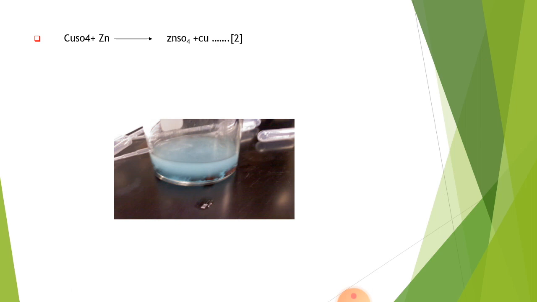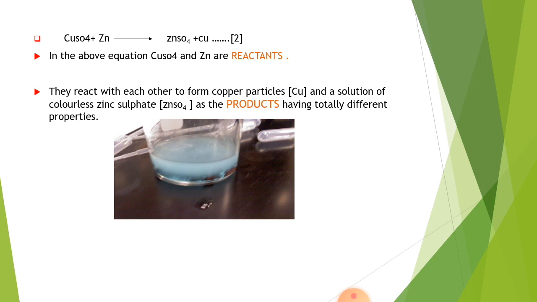This is reaction number 2. In the above equation, what are the reactants? CuSO4 and Zn. They are the reactants. They react with each other to form copper particles, that is Cu, and a solution of colorless zinc sulfate, that is ZnSO4, as a product, having totally different properties.